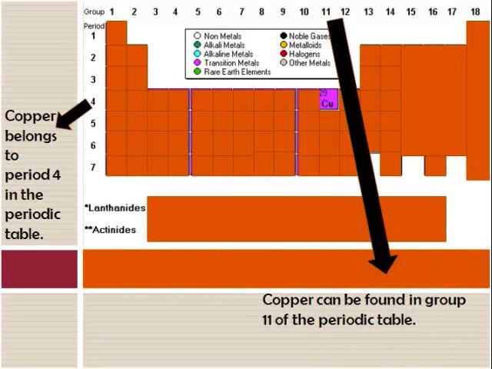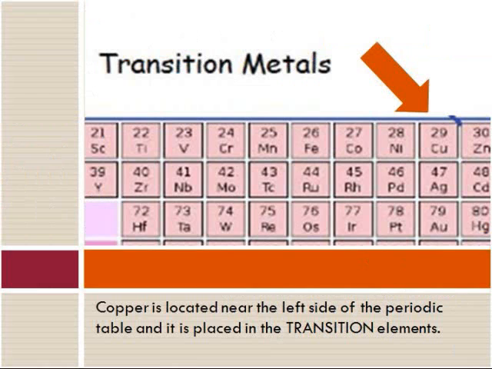Some more basic information about copper. Copper belongs to period 4 in the periodic table, and copper can be found in group 11 of the periodic table. Copper is located near the left side of the periodic table, and it is placed in the transition elements.